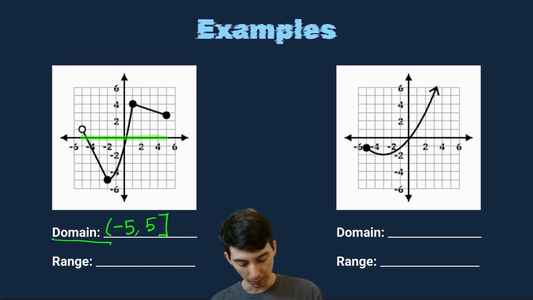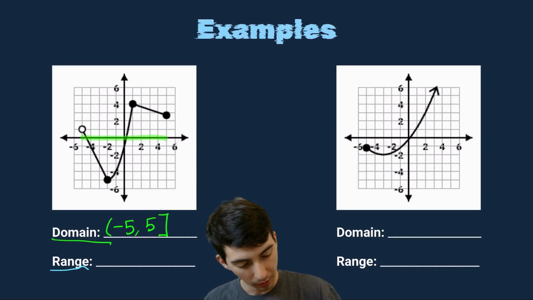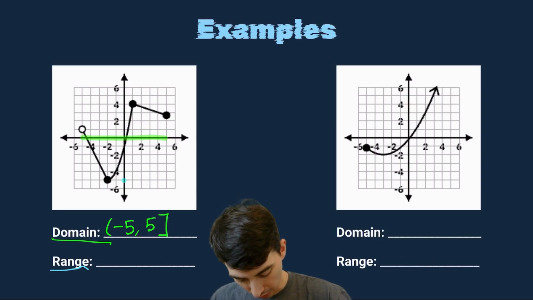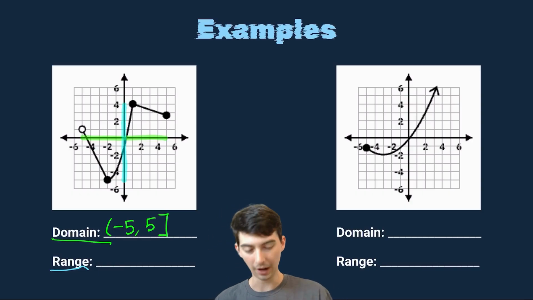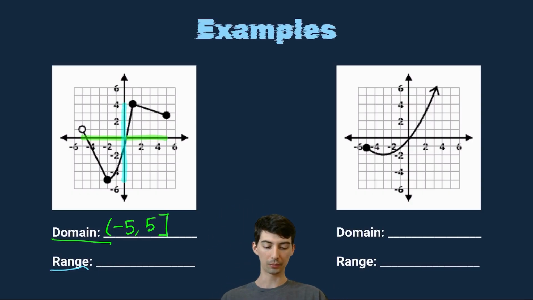Now range I'm going to do in blue. And so for range, I'm starting with the lowest point and I'm going to the highest point. And so I'm going to find my lowest point, which starts right here. And I'm going to highlight all the way up until I stop going up, until I don't have any more graph above it, which is stopping right there.